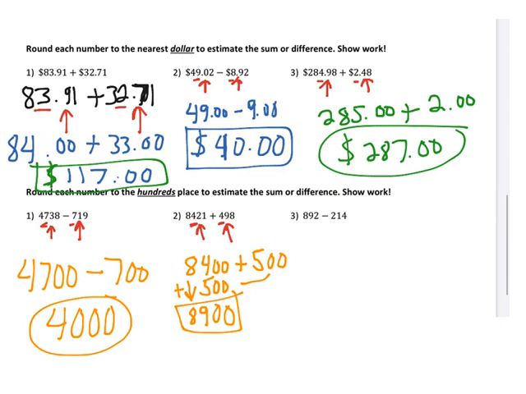All right. Question 3, hundreds. Underline the 8, use the 9. Underline the 2, use the 1. So the 9 says the 8 goes up, so we're going to have 9 hundo minus 2 hundo. So that gives us 700.